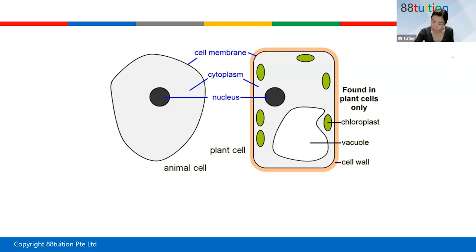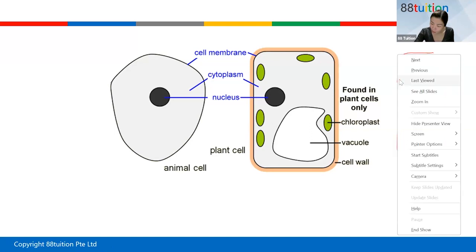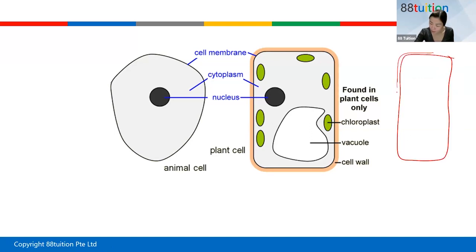Okay, I will draw this and then I will draw the cell wall, right? Must draw the cell wall, isn't it? So today is just a rough drawing, might not be perfect. Okay, so this is the cell wall. And then usually I will draw it like this.